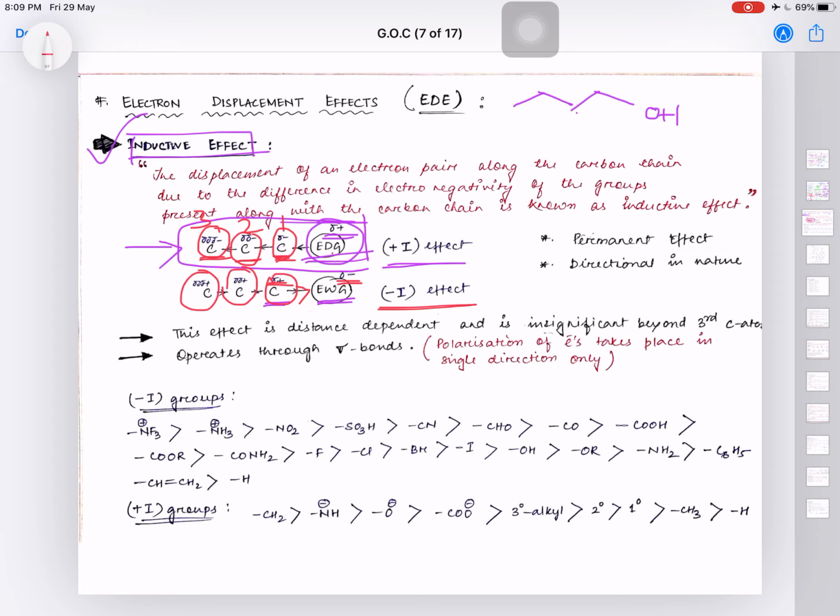Now two things you have to keep in mind. The distance is a very important factor for this inductive effect. As distance increases from the electron donating or withdrawing group, the inductive effect decreases. And secondly, it operates through sigma bonds. If you have a pi framework, then this effect will not be available. Inductive effect only operates through sigma networks or sigma frameworks. So this plus I effect is possible when electron donating groups are there, and minus I effect is possible when electron withdrawing groups are there.